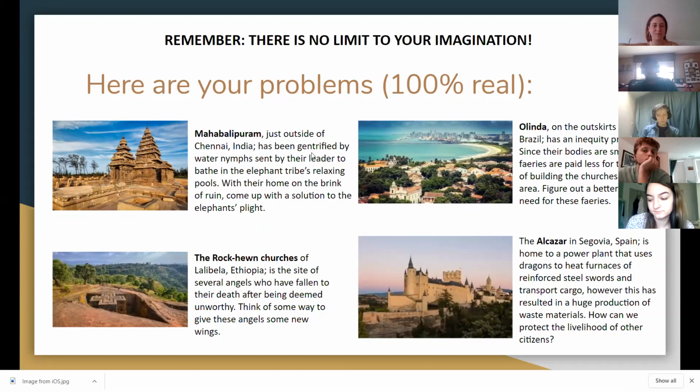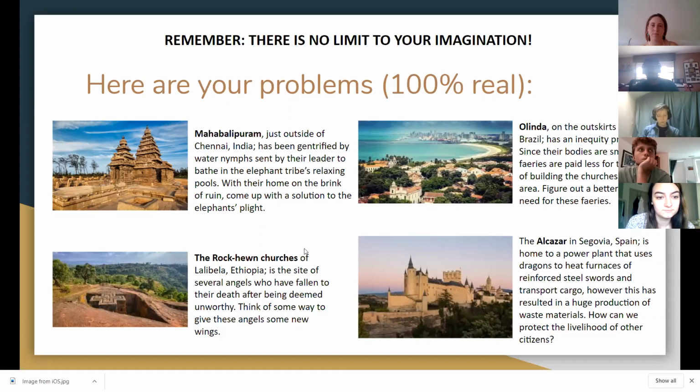Group one is gonna do a fantastical version of gentrification. This town called Mahabalipuram, just outside Chennai, India, has been gentrified by water nymphs sent by their leader to bathe in the elephant tribe's relaxing pools. With their home on the brink of ruin, come up with a solution to the elephant's plight.